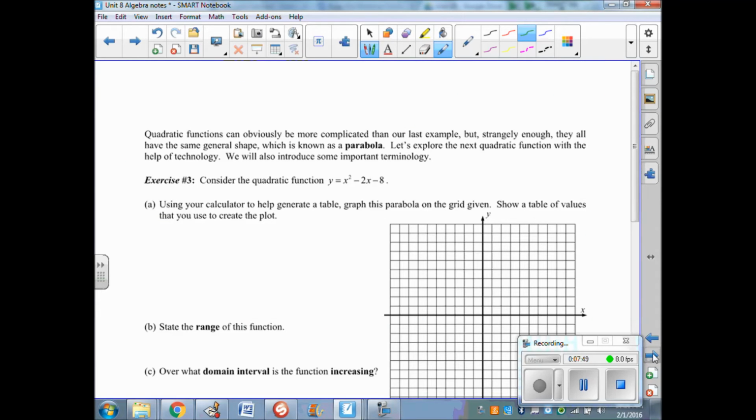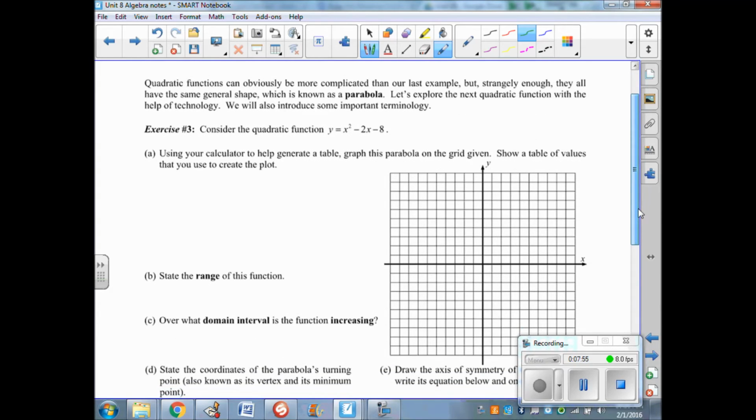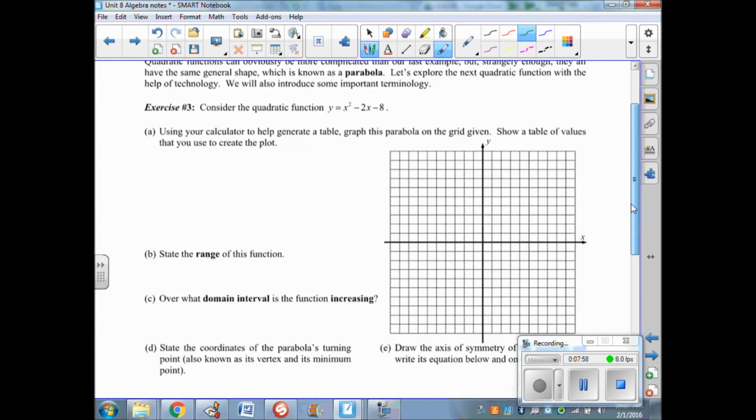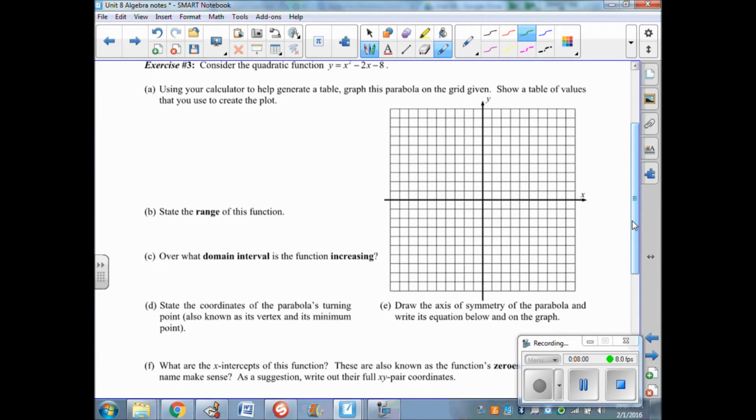When we flip over to the next page, you are also going to do exercise 3 on your own and come into class. Now, all of this stuff that is mentioned in exercise 3, okay, you know how to graph and come up with a table. You know how to find the range. You know how to find the domain in interval notation.